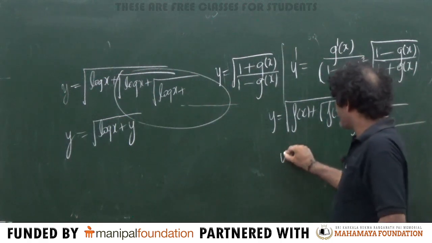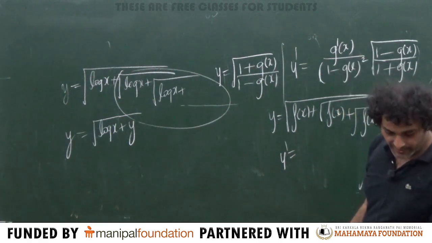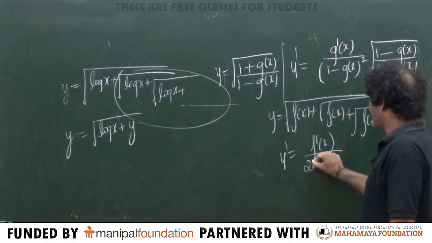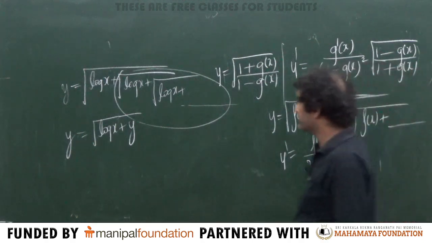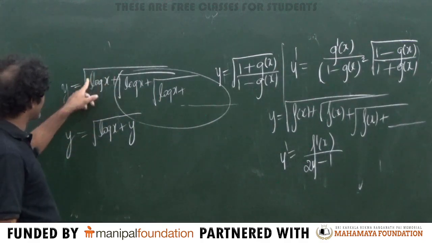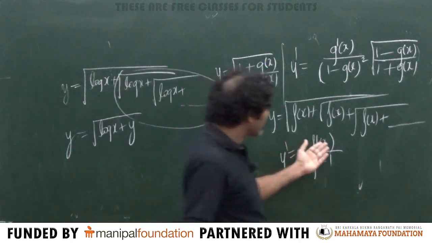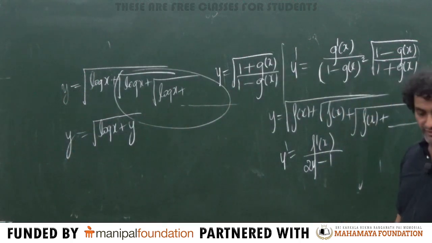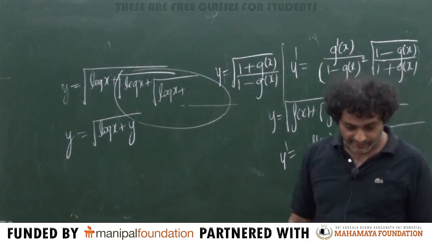For this, y dash is simply, you can directly write f dash of x divided by 2y minus 1. That means f dash of x, here who is your x? This guy, right? log x. So simply write 1 by x divided by 2y minus 1. That's your differentiation. Is that okay?